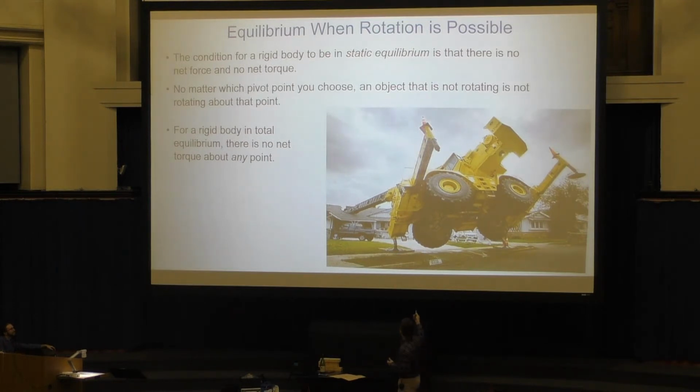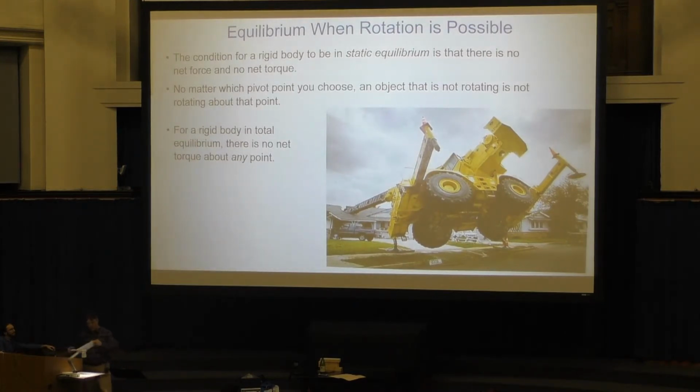Here's a picture of a crane. It was all set up, and then there was a net torque around its far wheels, and so it had angular acceleration. So it was not in equilibrium, and it crushed the house. And I really hope that nobody was hurt in that, and that somebody got sued and the insurance companies paid up.